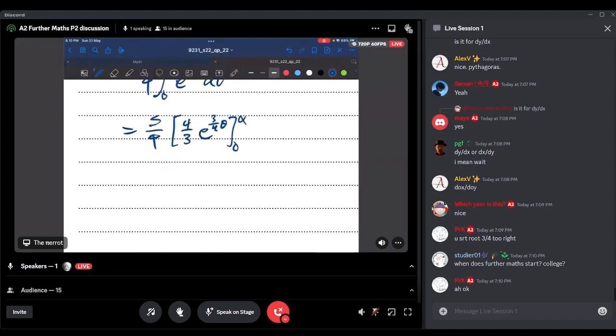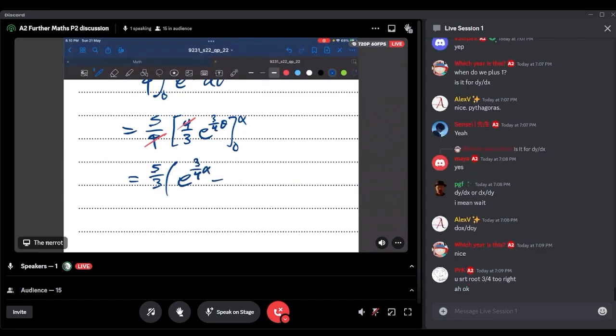Just normal integration here. Actually, I can cancel the 4. So let's do that. 5/3. Putting alpha in. We have e power 3/4 alpha. Minus, well, when theta is 0, then you have e power 0, which is 1. So minus 1.